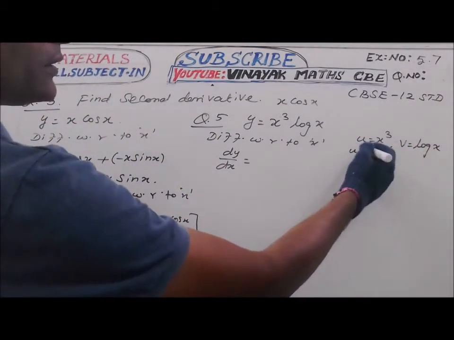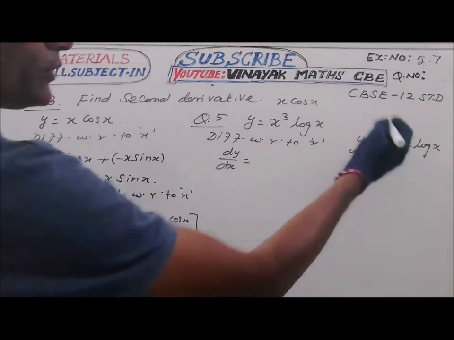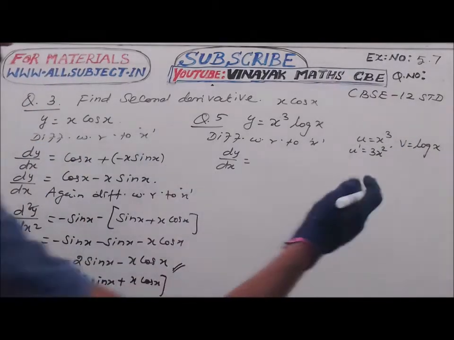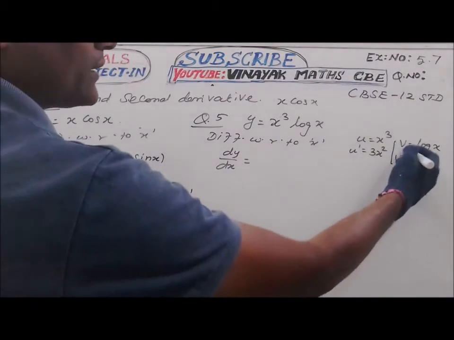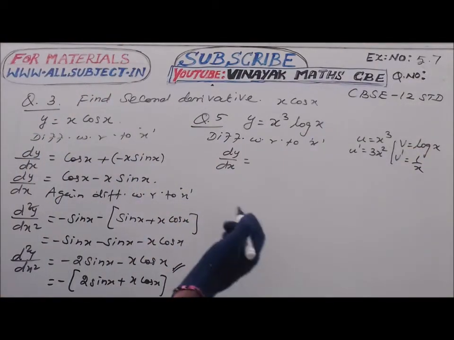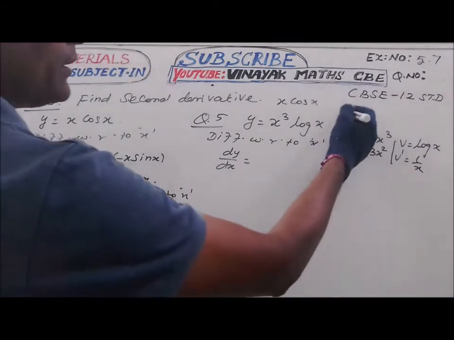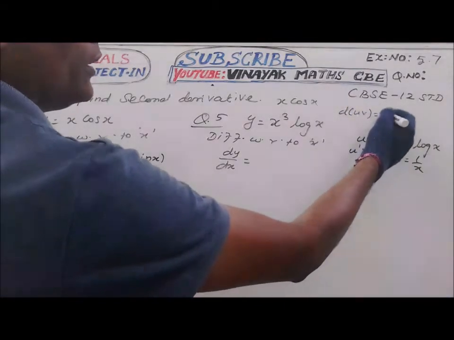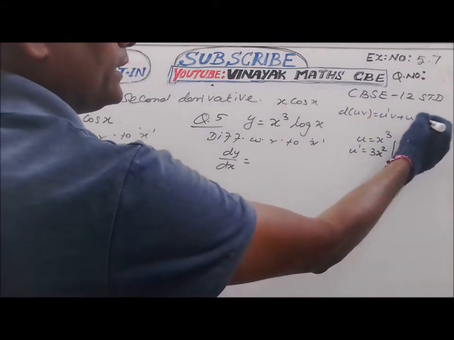u dash, that is 3x square, by use of the x power n formula. And then v dash, derivative of log x is 1 by x. By formula, we have derivative of uv equal to u dash v plus uv dash.